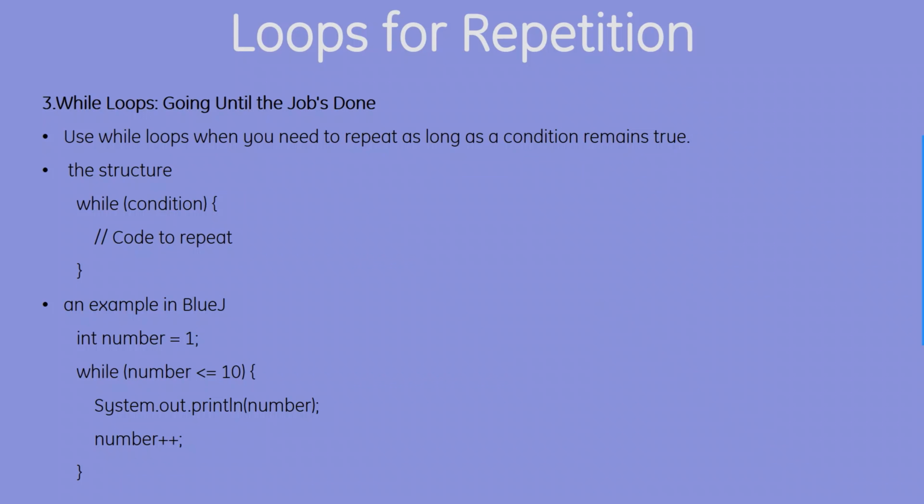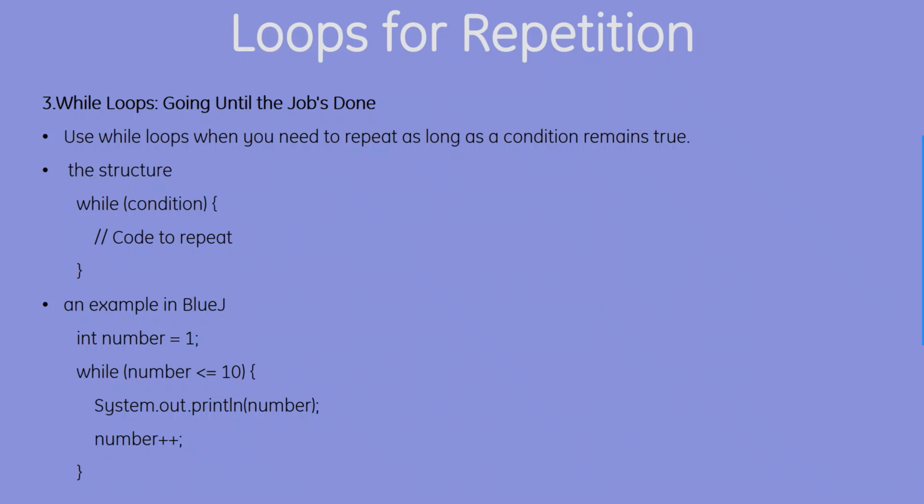Moving on, we have while loops: going until the job's done. So how do we use a while loop, and when do we use it? Use a while loop when you need to repeat as long as the condition remains true. As I mentioned before, until a certain condition is false, we can repeat the code. You can see the structure: while, then the condition, open braces, code, and close braces.